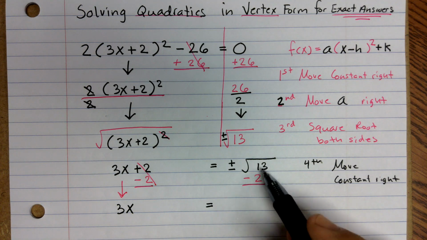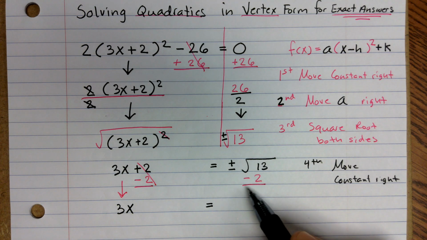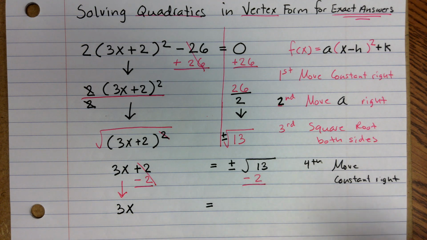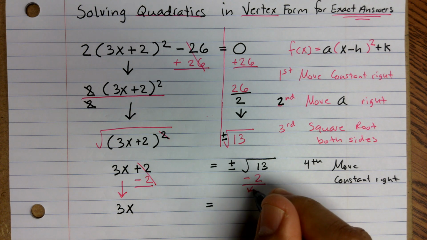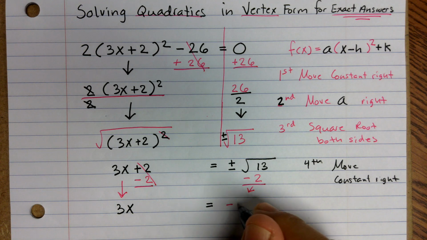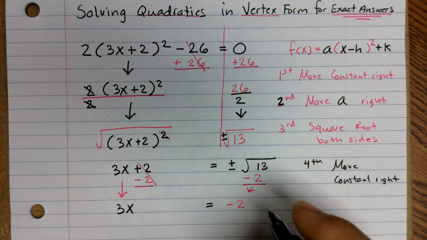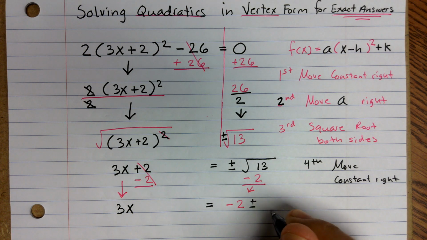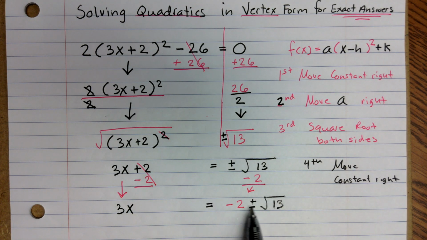Now we do have to combine these terms, but notice this is a radical and this is just a regular constant value. So what I like to do is put the constant up in front. So I'm going to put negative 2 plus or minus the square root of 13. Now if you were to put that term behind the 13, in other words, plus or minus square root of 13 minus 2, it works as well. But I always like to bring that number up in the front.